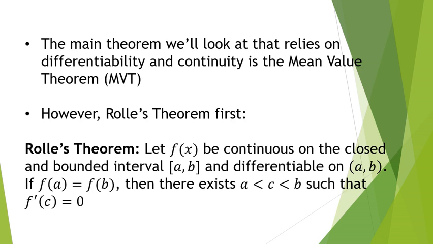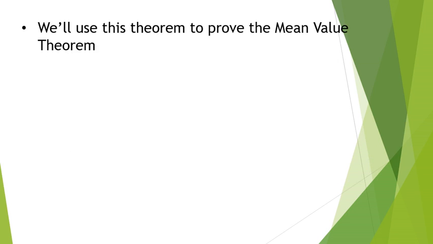So again, a function f of x, continuous on the closed and bounded interval, differentiable on the open interval. If you take those endpoints, you plug them both into f and you get the same thing out, then you know that there has to be some c value between a and b such that f prime of c is equal to 0. Or you know that there's a stationary point of f of x between a and b. And as I said, we're going to use this theorem to prove the mean value theorem.